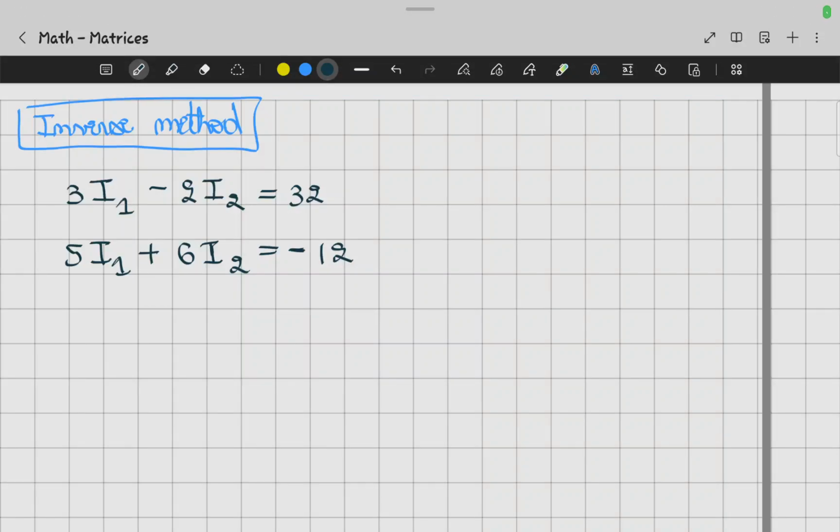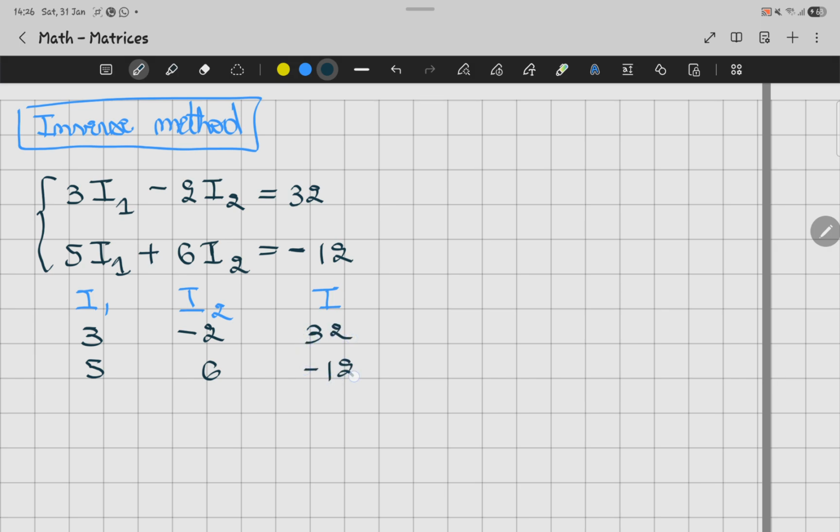Ourselves this equation, these two equations. Now we need to write it in the form of a matrix. And remember that we said this is where we're going to put I1, I2, and the unknown is going to be on that side. So it's going to be 3, 5, negative 2, 6, 32, negative 12. And then equal. This is how I represent it in matrix form.